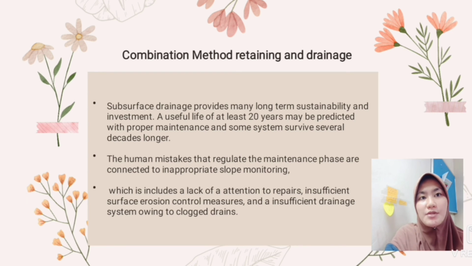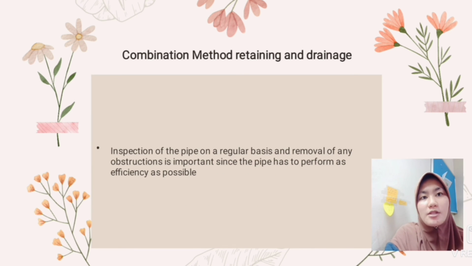Subsurface drainage provides long-term sustainability and investment. A useful life of at least 20 years may be predicted with proper maintenance, and some systems survive several decades longer. The human mistakes that affect the maintenance phase are connected to imprudent slope monitoring, which includes a lack of attention to repairs, efficient surface erosion control measures, and an efficient drainage system owing to closed drains. So next, inspection of the pipe on a regular basis and removal of any obstruction is important, since the pipe has to perform as efficiently as possible.